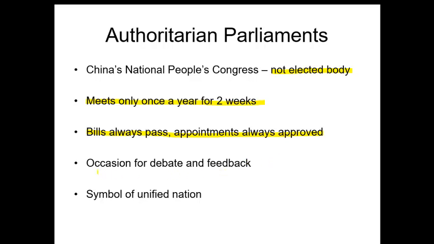But they do allow some occasion for debate and feedback. However, not a whole lot through an independent press or through a democratic voting process, a referendum process, or even a petition type process. It's also done somewhat internally. Now, the authoritarian parliament also, particularly in China, provides a symbol of a unified nation.